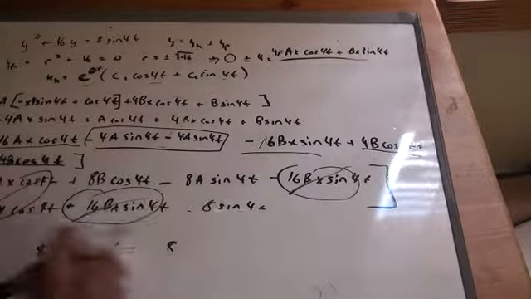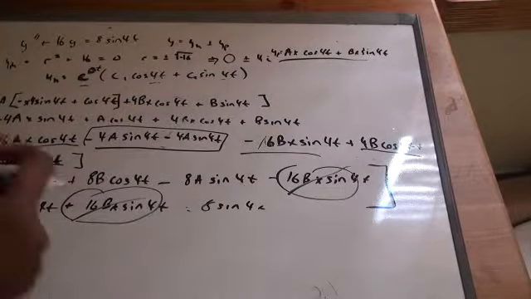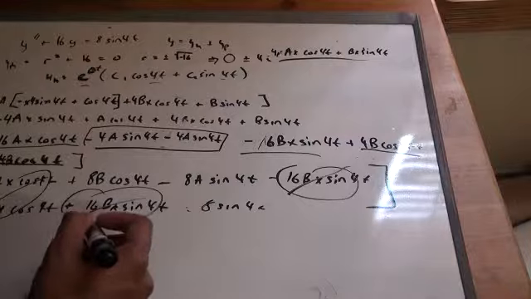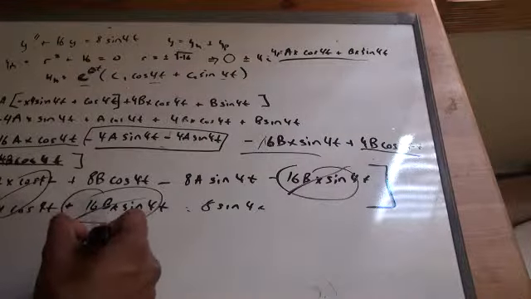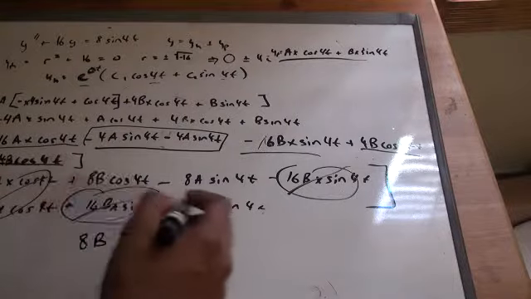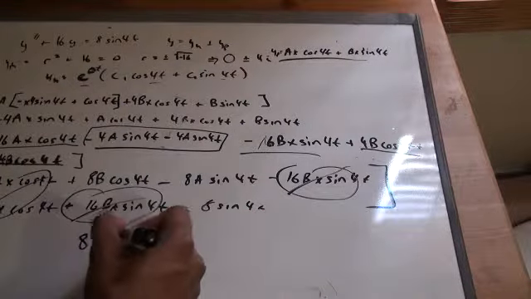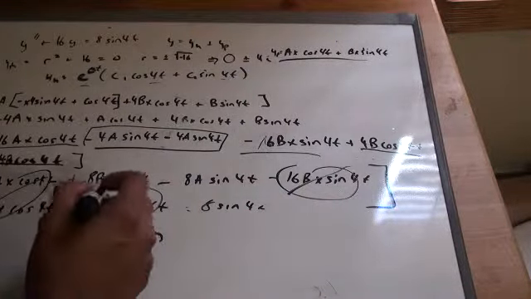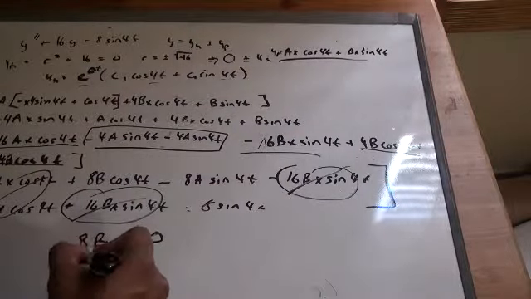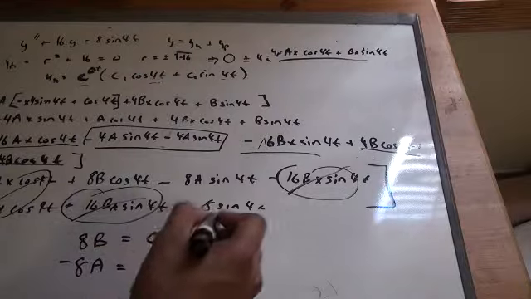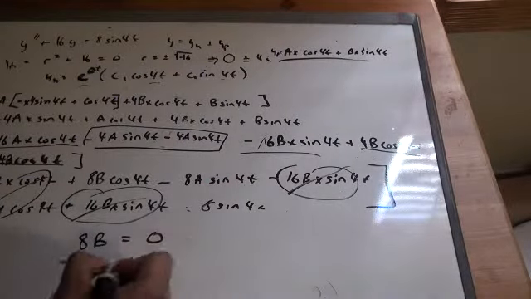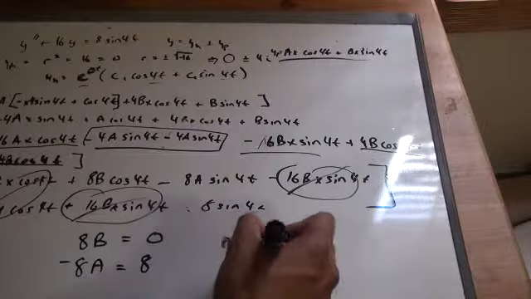Oh, sorry. We're grouping cosine constants with cosine constants, sine with sine. We have 8b cosine on the left, cosine on the right. There's no cosine on the right, so 0. Negative 8a equals sine on the left, sine on the right, 8. So a is equal to negative 1.